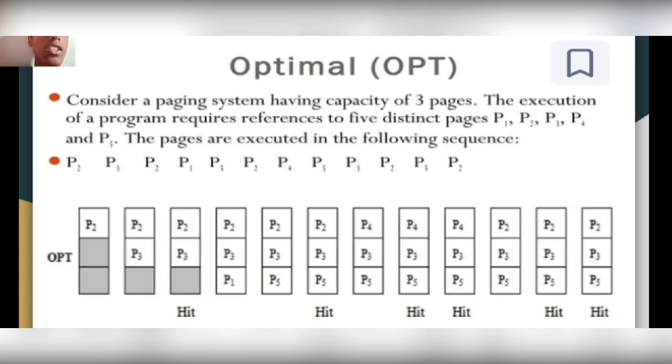Optimal. Considering a paging system having a capacity of 3 pages, the execution of a program requires reference to 5 distinct pages.